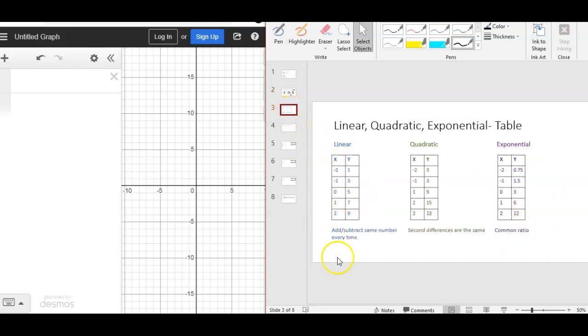So that's how we can look at a table and tell whether we have a linear, quadratic, or exponential function. Linear will have a constant rate of change, quadratic will have second differences that are the same, and an exponential function will have a common ratio.